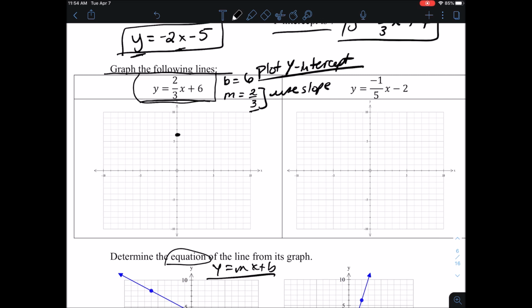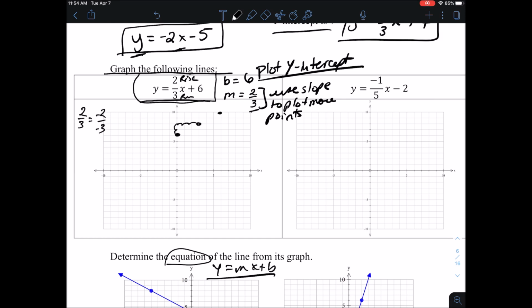And then m, use the slope to plot some more points. You don't need to plot a whole bunch. You could really just plot one and connect them with a ruler, and there you go. So I rise 2, 1, 2, and I run 3, 1, 2, 3. There you go. Rise 2, up 2, over 3.